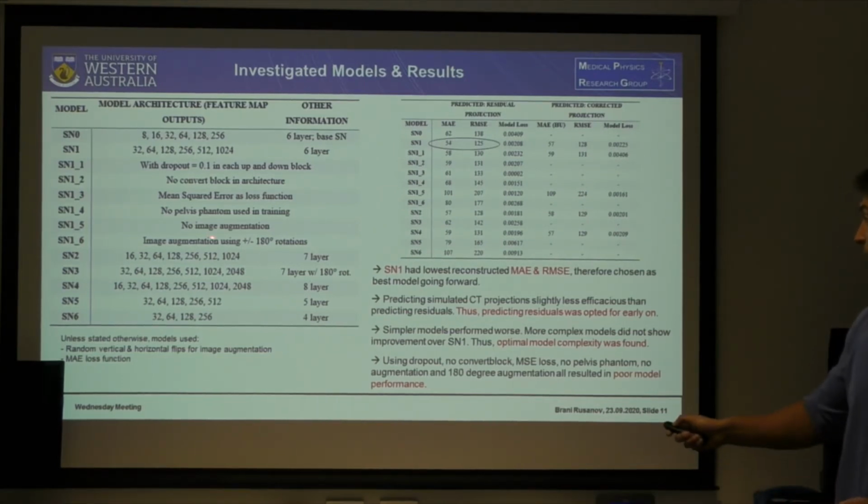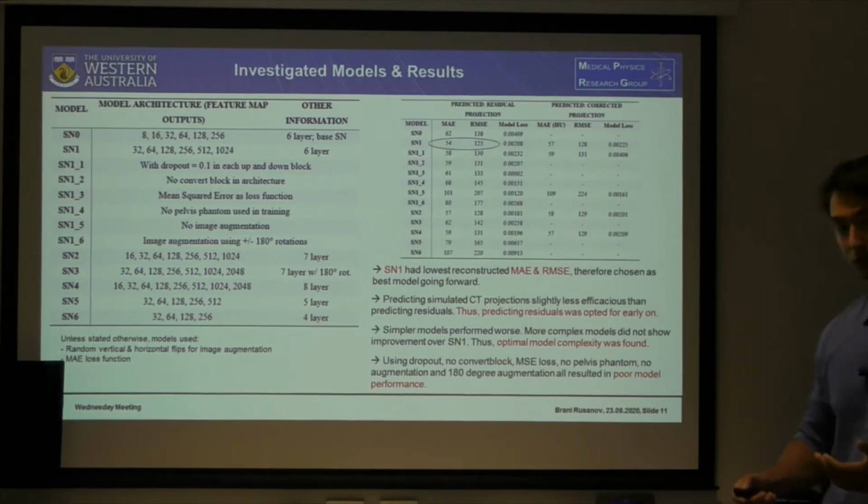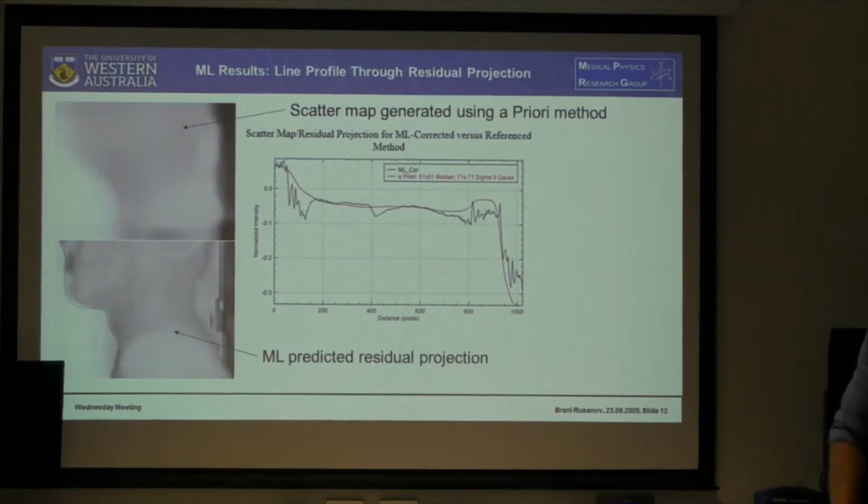For example, with no image augmentation for SN5-1, we get 101 MAE, which is almost double that of SN1. So you can see the value of including stuff like image augmentation. So on to the results.